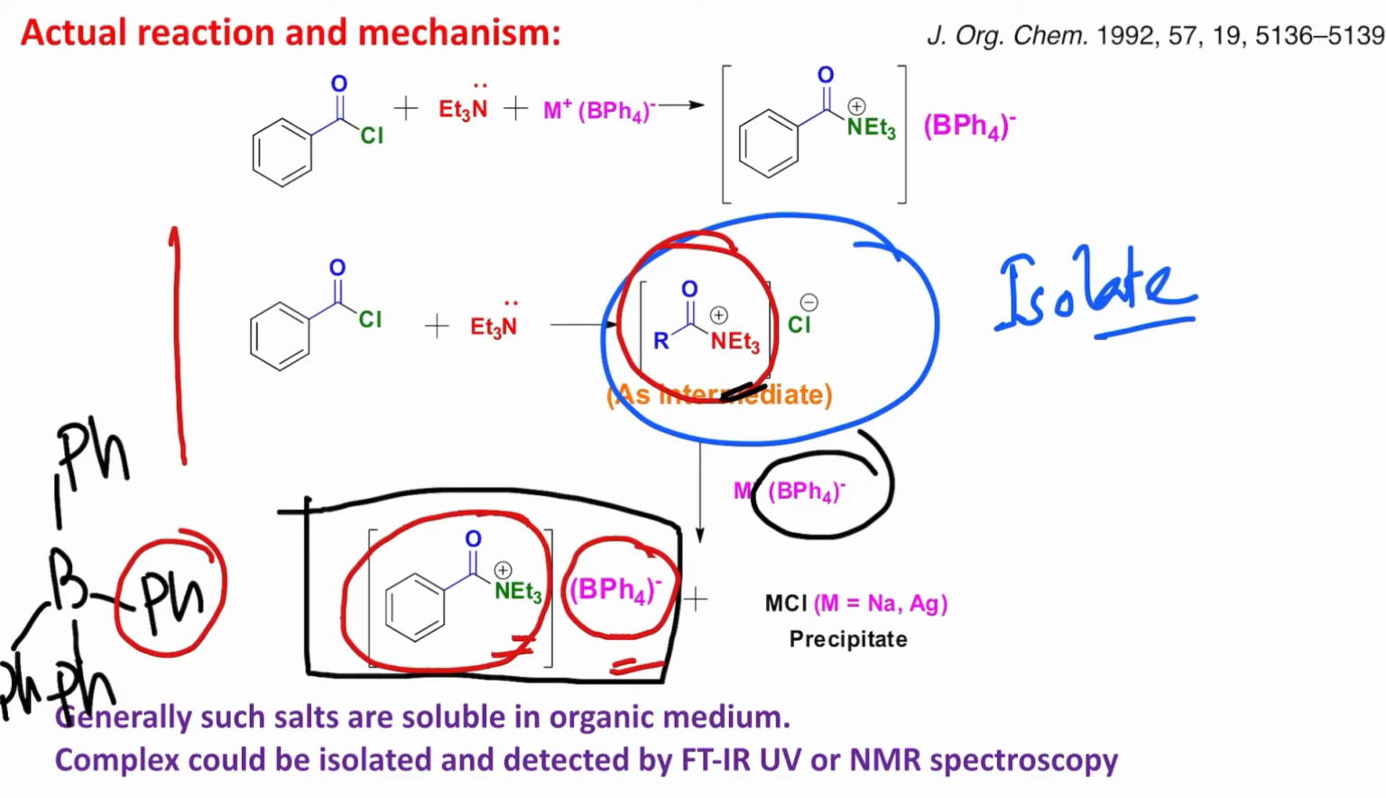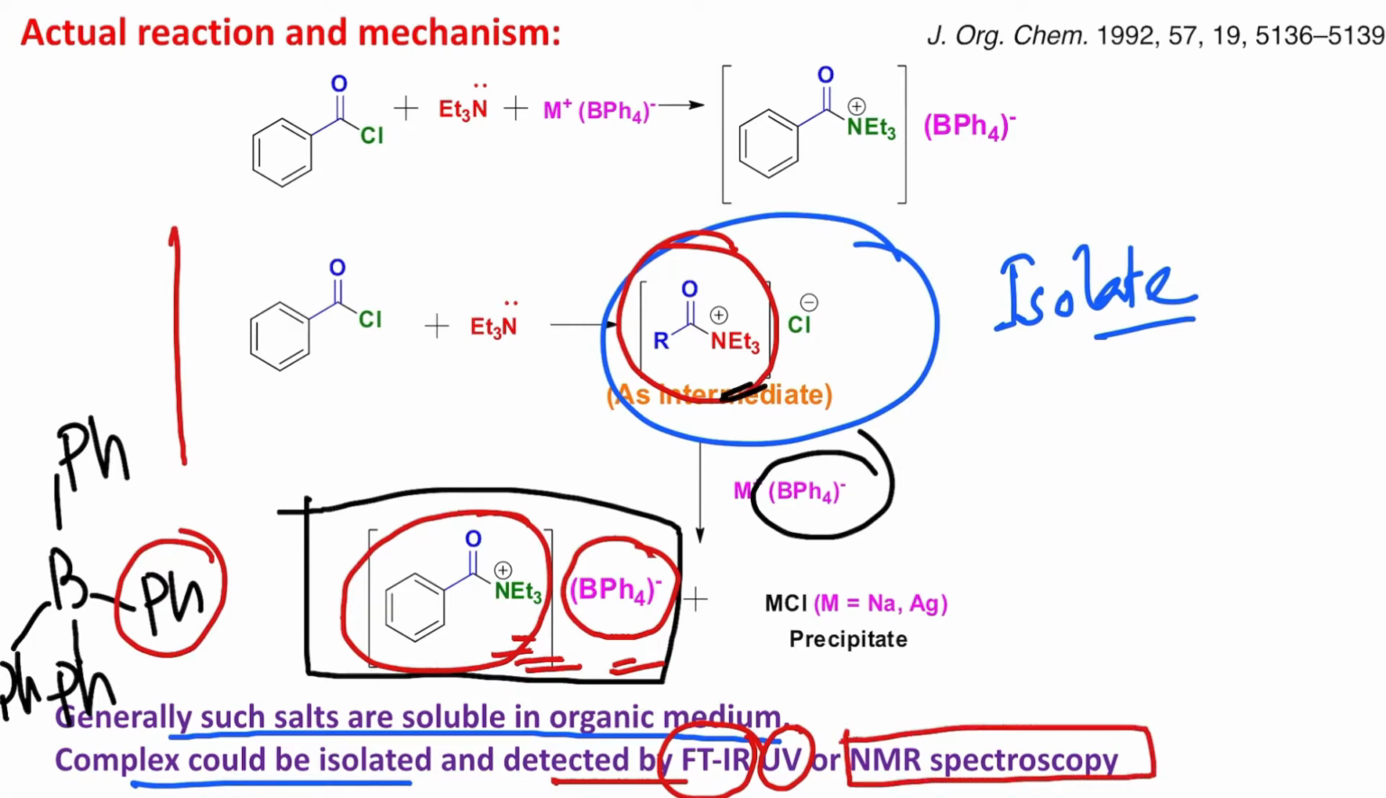Second thing, what is the advantage? Since it is formed and since it is stable, it can be isolated. And another thing, such salts are soluble in organic medium. So first of all they are soluble, and second, they can be isolated. They can easily be detected by FTIR spectroscopy, UV-visible spectroscopy or even NMR spectroscopy. Consequently, it is much easier to prove that this complex is produced. Because this step is actually an anion exchange reaction.